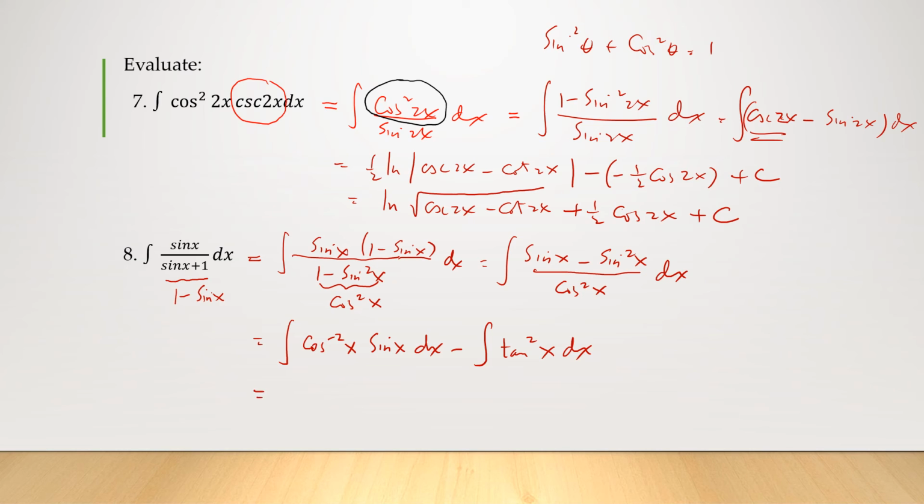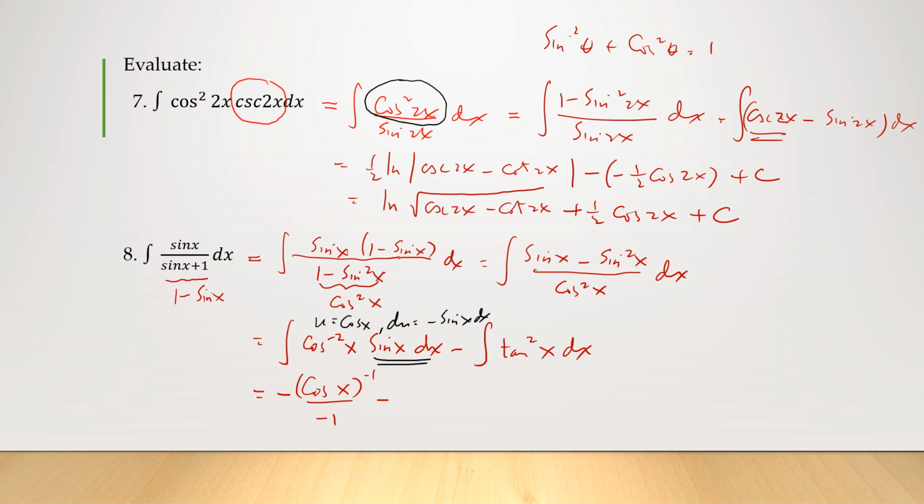Okay, so for the first integral, we can apply here the power formula, where u is cosine of x. Your du is negative sine of x dx. Okay, so it only lacks negative 1. So we write negative, and then apply the power formula to cosine to the negative 2. It becomes cosine raised to negative 1 over negative 1.